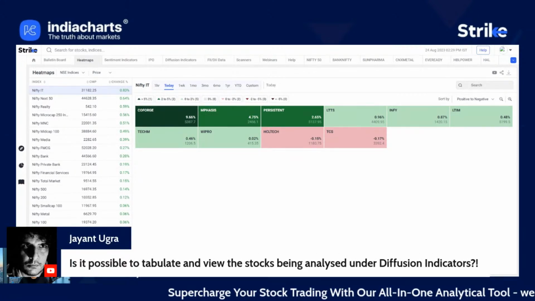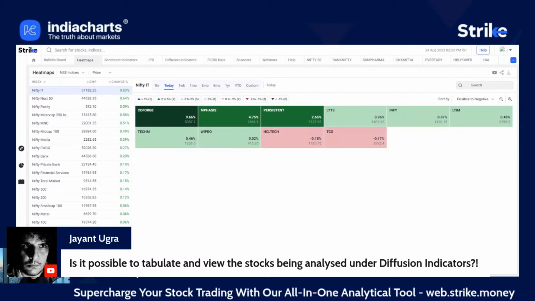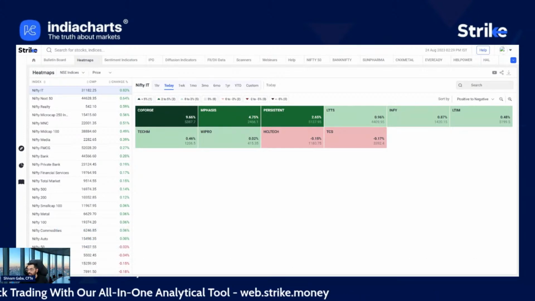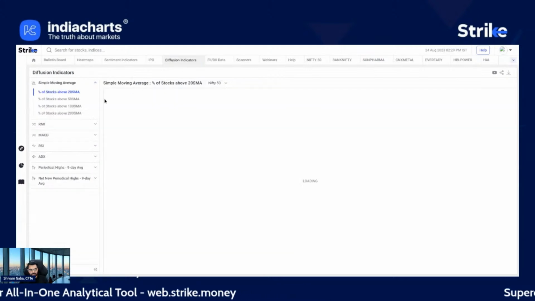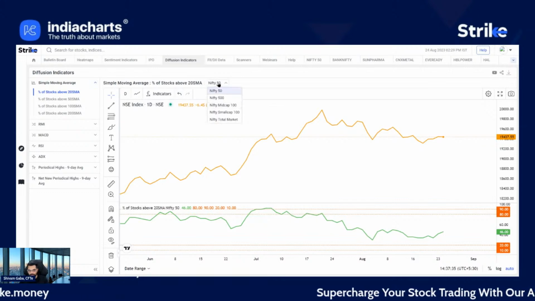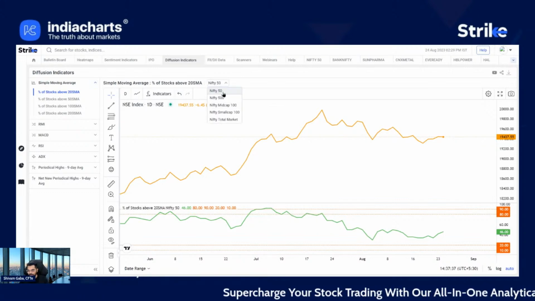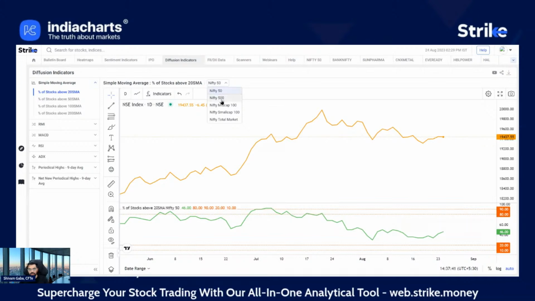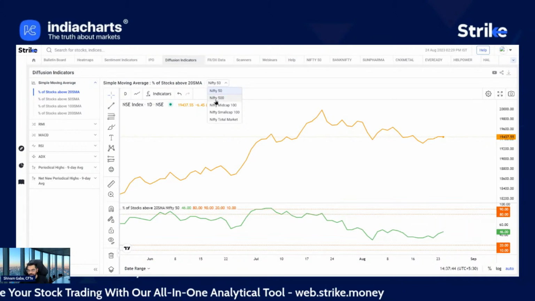There's one question coming in. Is it possible to tabulate and view the stocks being analyzed under diffusion indicators? We've mentioned the basket being used for the calculation. So you can see here, if Nifty 50 is selected, then the calculation is being done on all the Nifty 50 components. Same is the case with any other index that is selected.